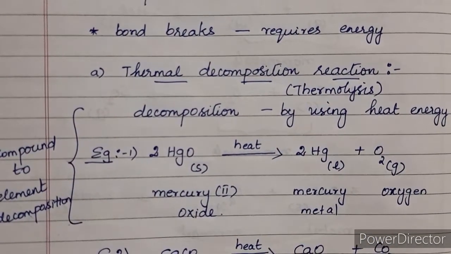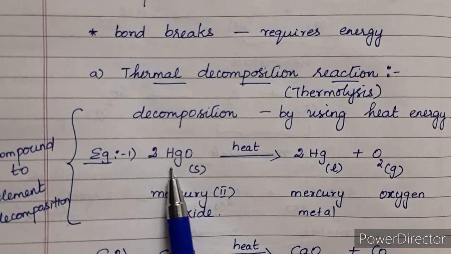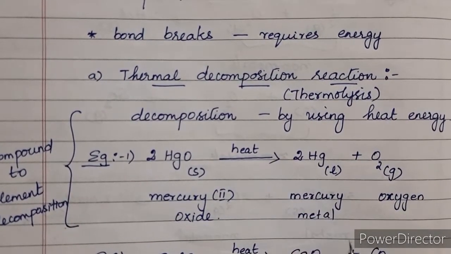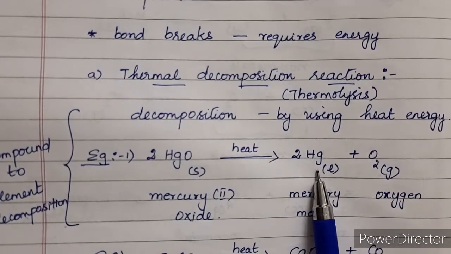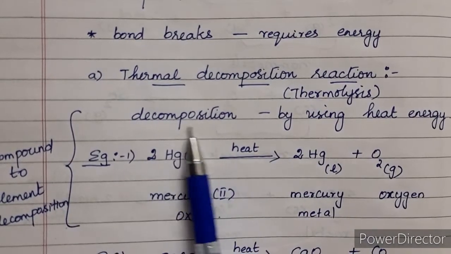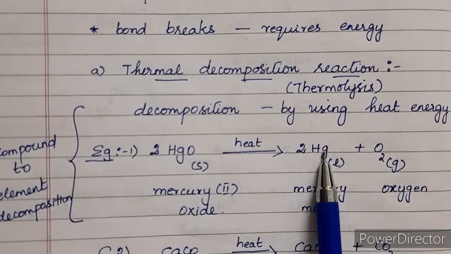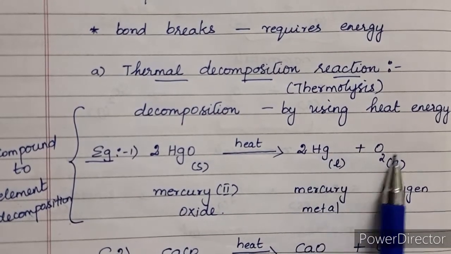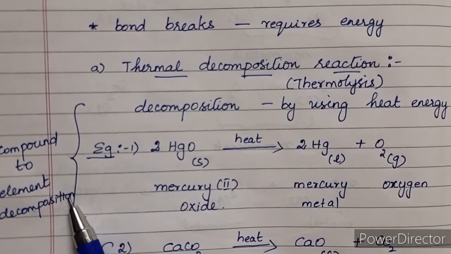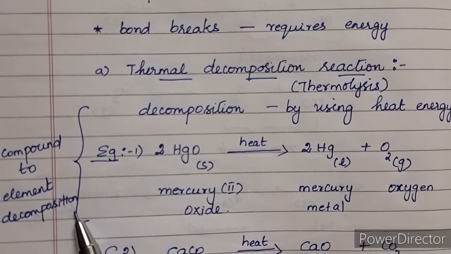Now let's see the example. Look into the first example, children. Here you have mercury oxide, isn't it? Now this absorbs the heat energy and decomposes into mercury metal, and oxygen is liberated. Here this is a compound, isn't it? Now this compound decomposed to give elements. So these two products are elements, isn't it? So this particular example comes under compound to element decomposition.